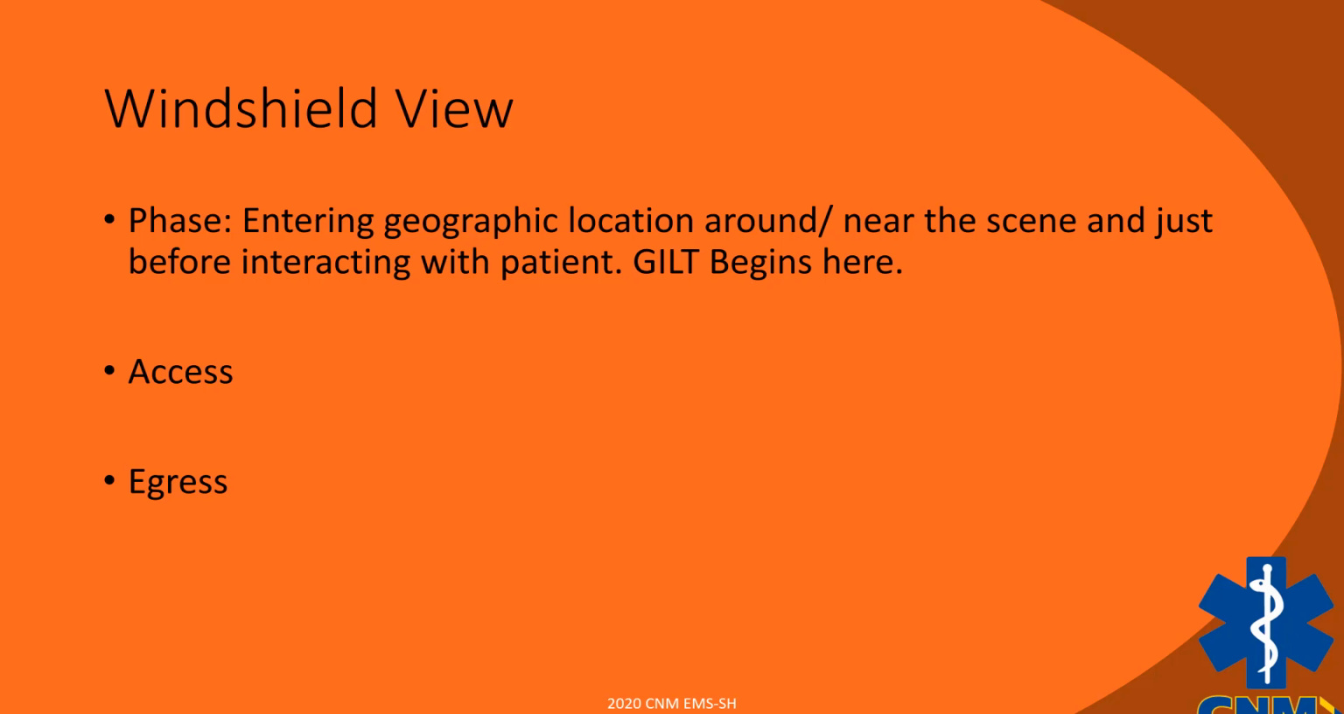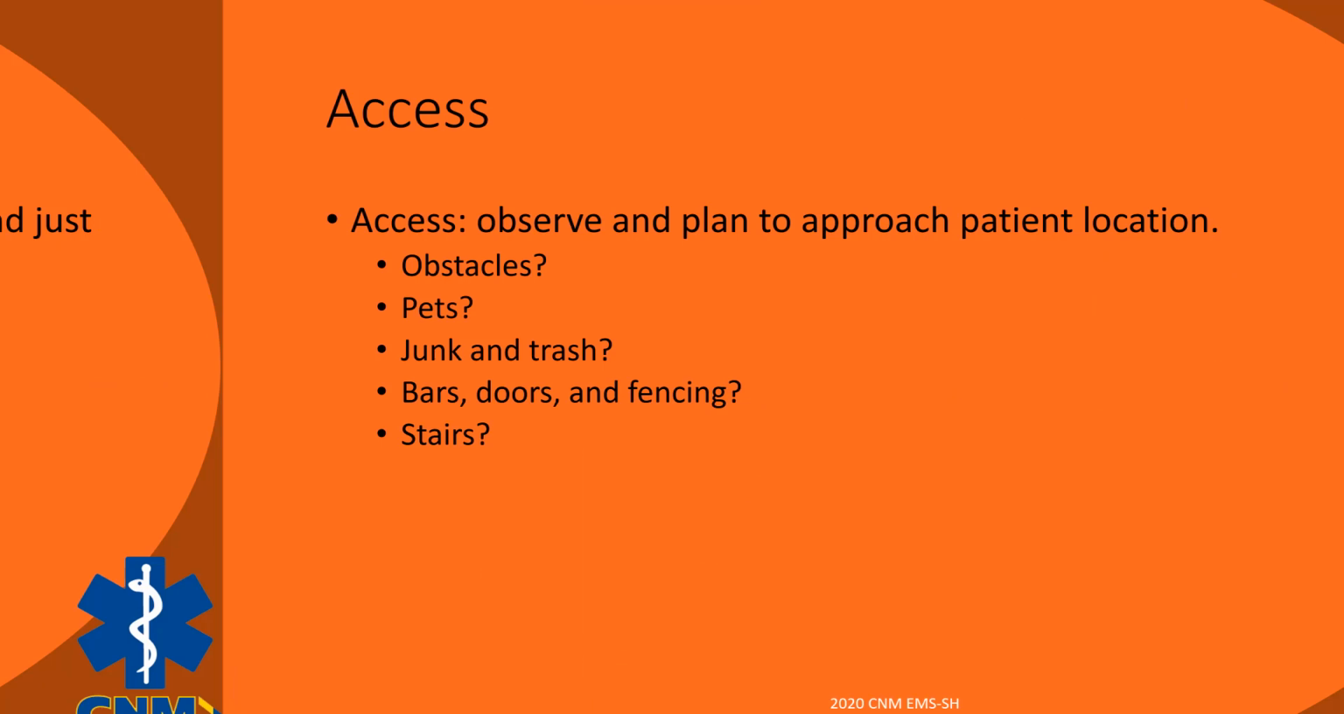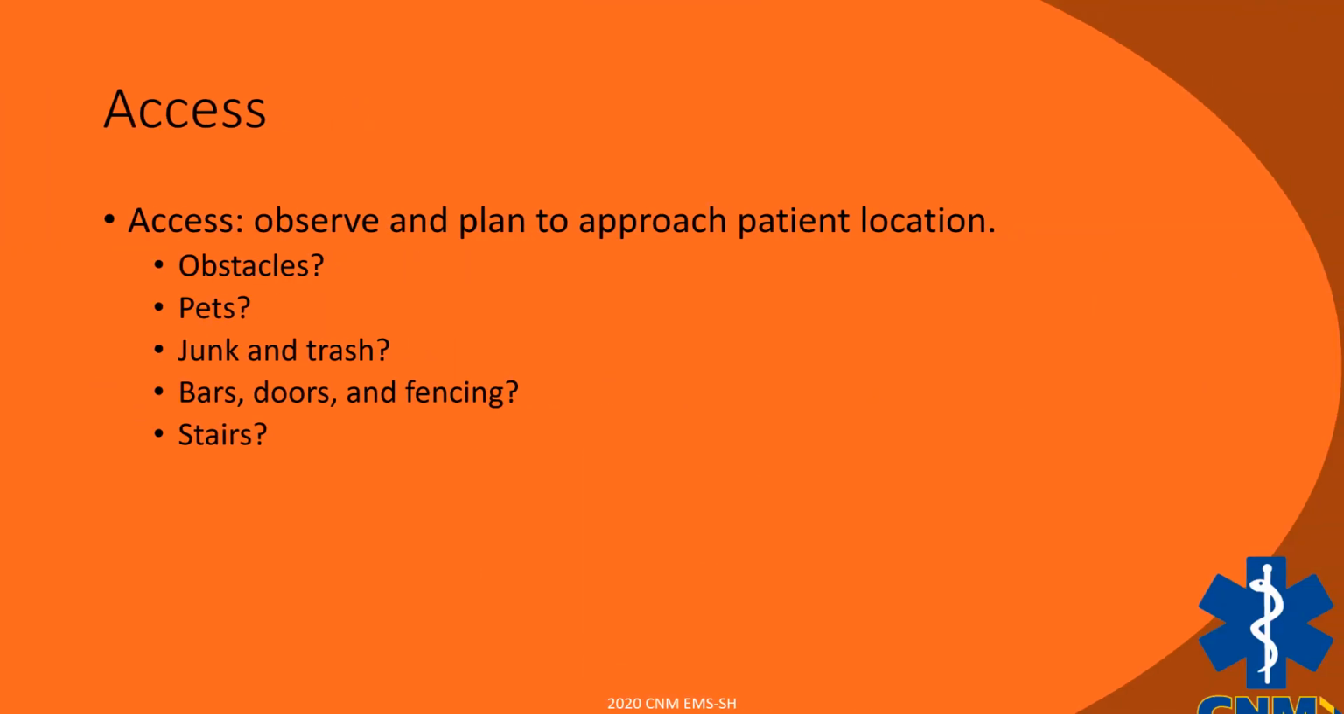As we're driving up with the windshield view, we're looking at safety, but we're also thinking about access and egress. Access and egress are kind of opposites of each other. Access is trying to determine what the obstacles are, or what it's like to gain access to the patient. How do I get there? Do I have to be cut out? Do I need to move stuff?